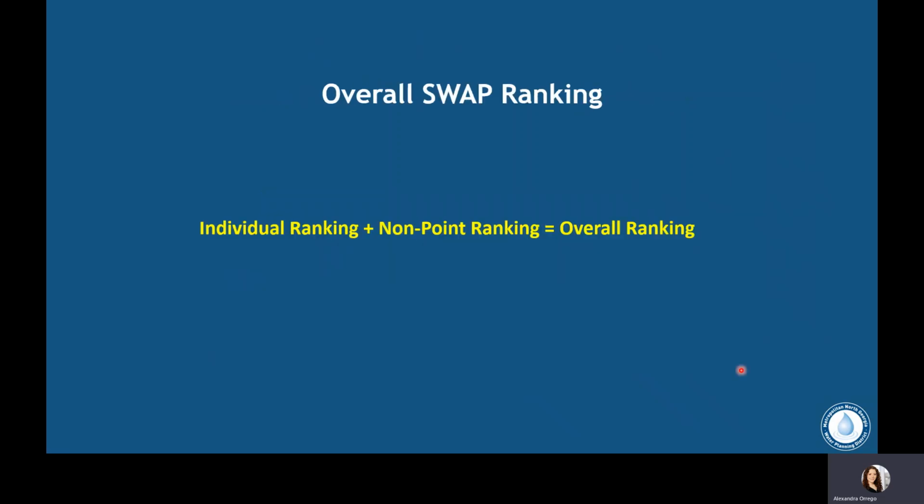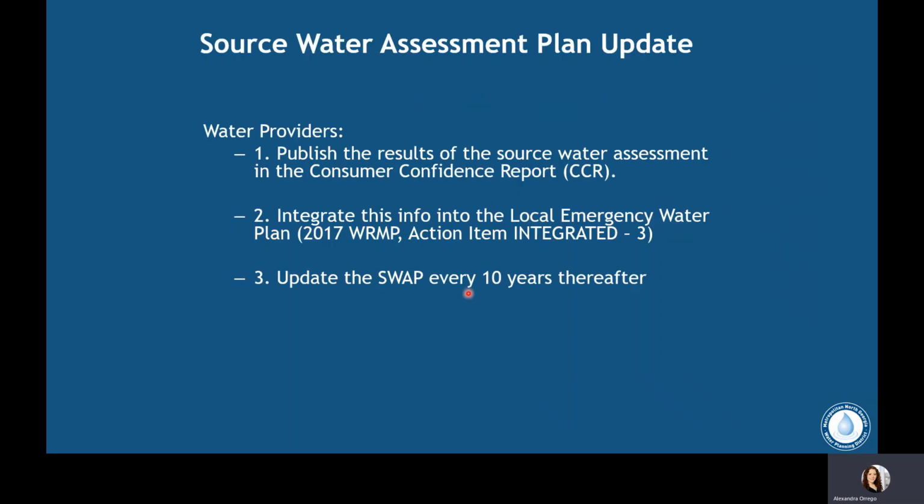So once both the individual and non-point source scores of low, medium, or high are calculated, they are combined to produce the overall watershed susceptibility to contamination. Local water providers are then required by that water resources management plan we mentioned early on to publish the results in their consumer confidence reports.